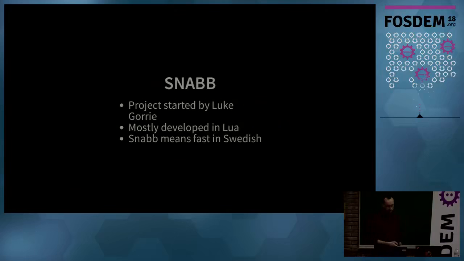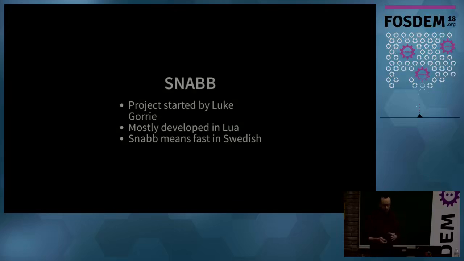Snabb is a project that started in 2012 by Luke Gorrie. It's mostly developed in Lua, and Snabb means fast in Swedish. Fast is something that characterizes Snabb because Snabb does a kernel bypass. It is also fast because network functions are written in Lua, which is faster than coding in C. It's very easy with Snabb to go from idea to code to production.